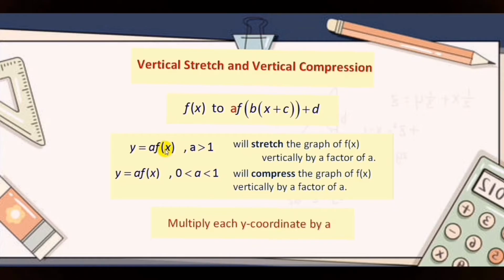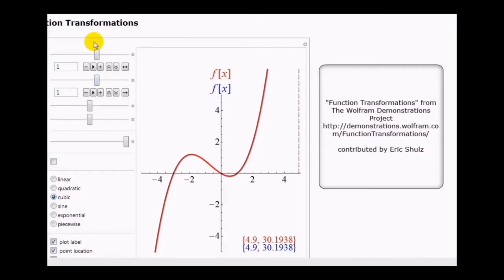One way to find the coordinates of a transformed function in this form is to find a point on the parent function, keep the x coordinates the same, but multiply the y coordinates by a to find the y coordinates of the transformed function. Let's take a look at the graph.